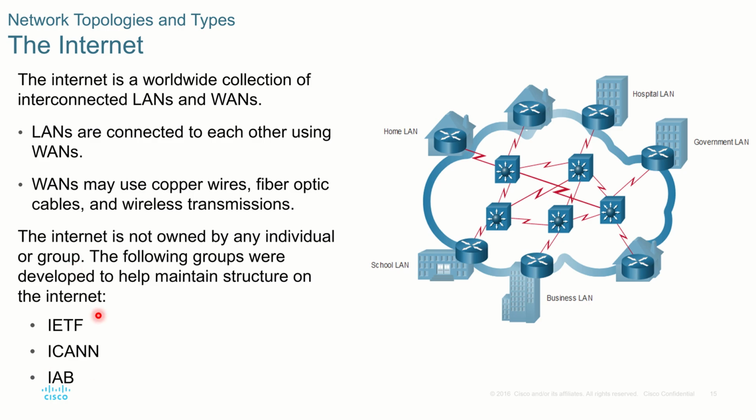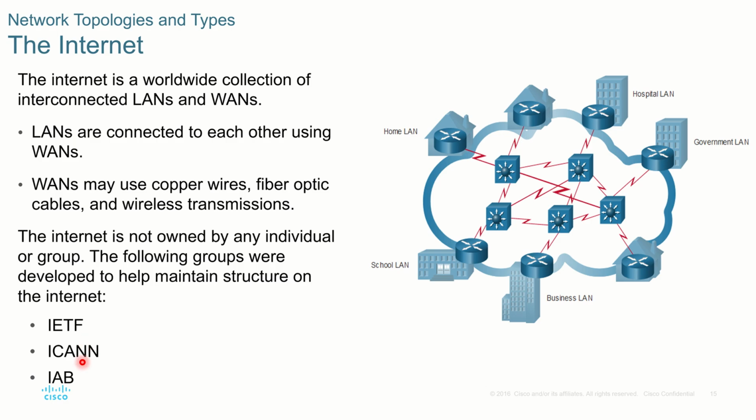So the following groups were developed to help maintain the structure of the internet. Meaning, as I have mentioned earlier, the WAN is usually the responsibility of the ISP, which is governed by these groups that help maintain the structure of the internet. The most important one is the first one, the IETF, or Internet Engineering Task Force, which is formed to develop internet standards and protocols, for example TCP/IP and also the web protocol HTTP.